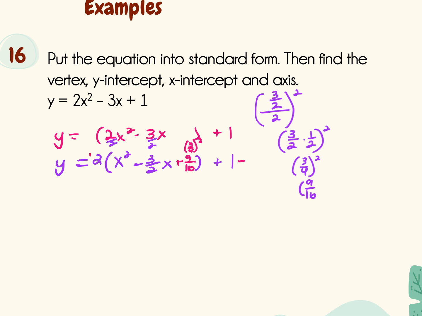But because I took out a 2, normally I would subtract the 9/16, but I took out a 2, which means I have to multiply that by the negative 9/16 first, which makes this minus 9/8. So if you took something out on the front, you have to multiply it by whatever you would normally subtract from the outside before you combine it.